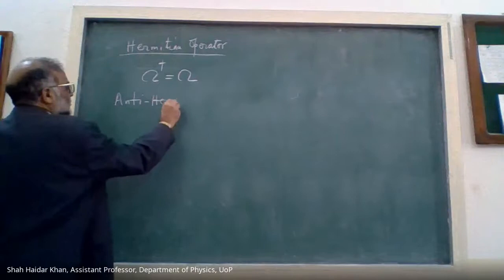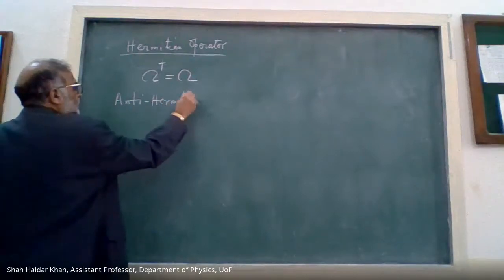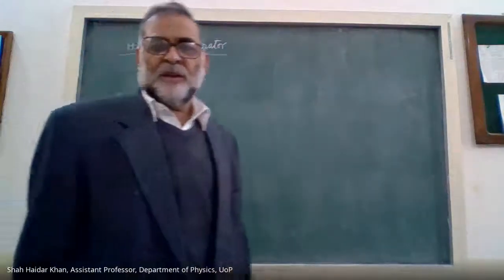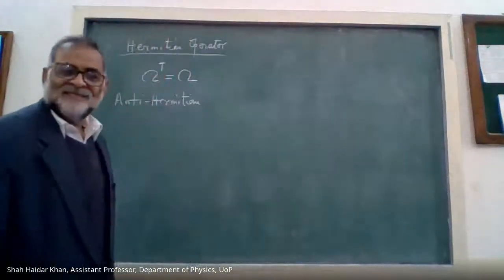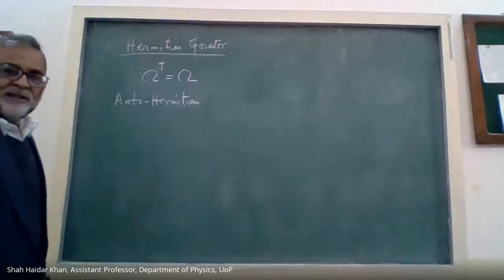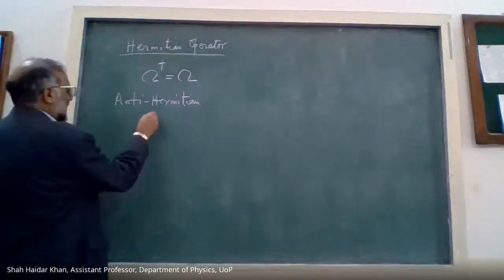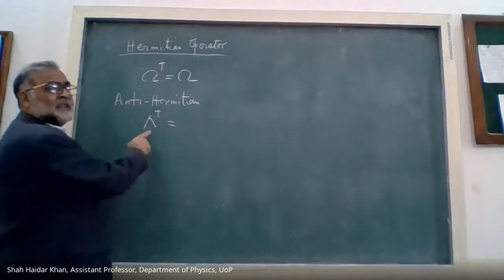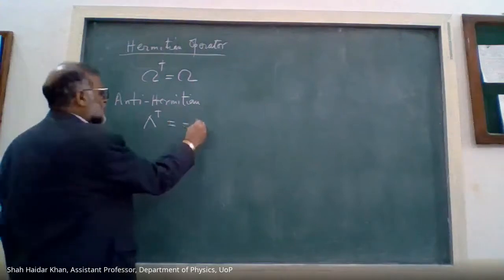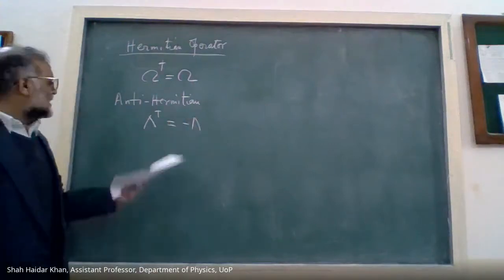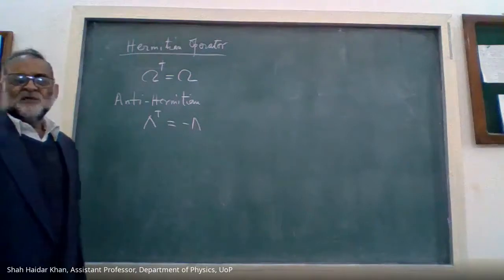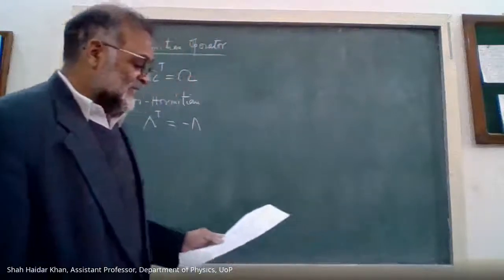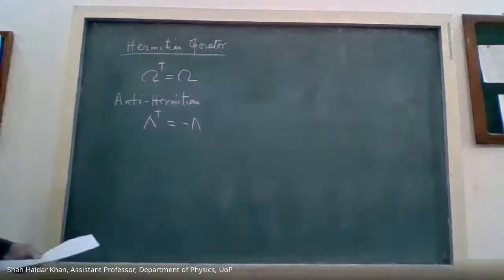Anti-Hermitian. If you take the adjoint of an operator and it comes out to be the negative of itself, then the operator is said to be anti-Hermitian. Just like a complex number.